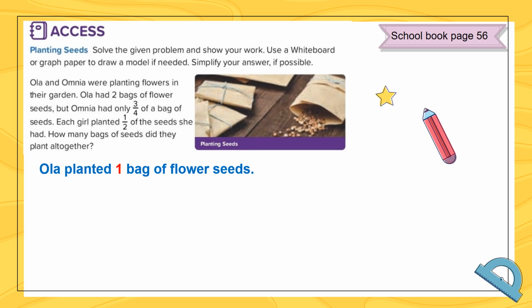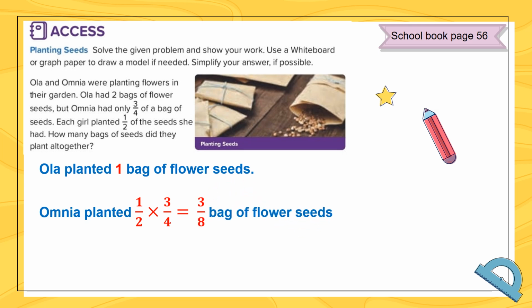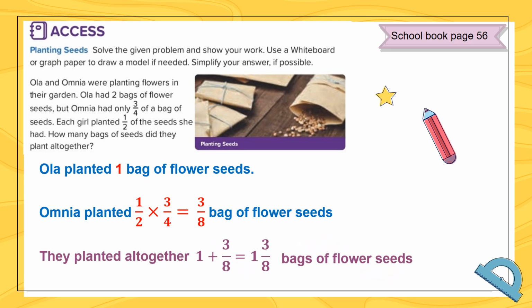But Omnia had only 3/4. So half of 3/4, it means half times 3/4. So it will be 3/8, 3/8 bag of flower seeds. Then they planted all together 1 3/8 bags of flower seeds.